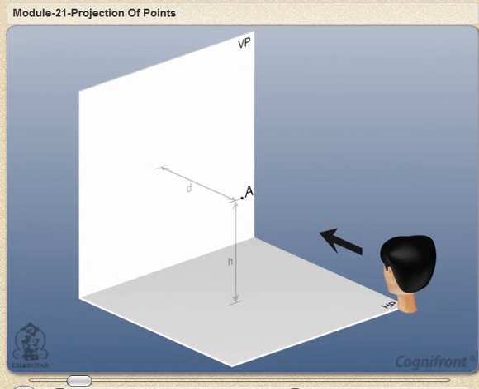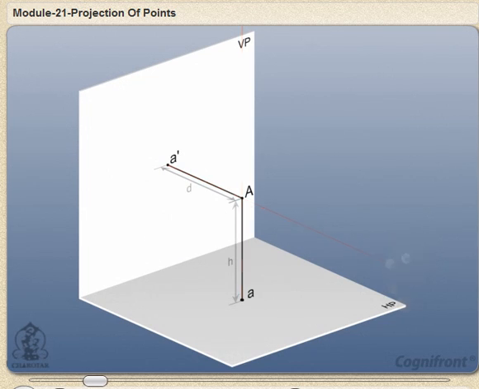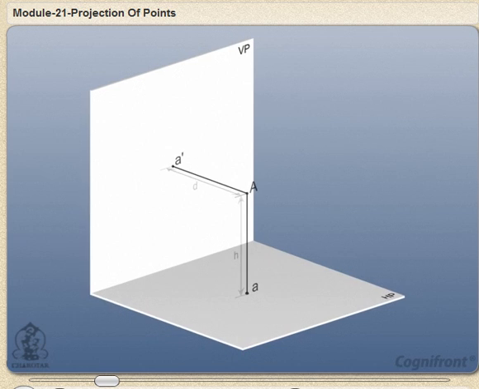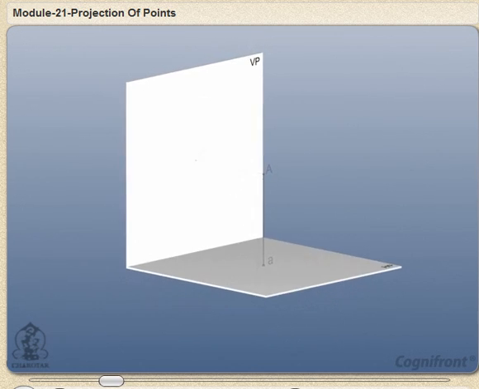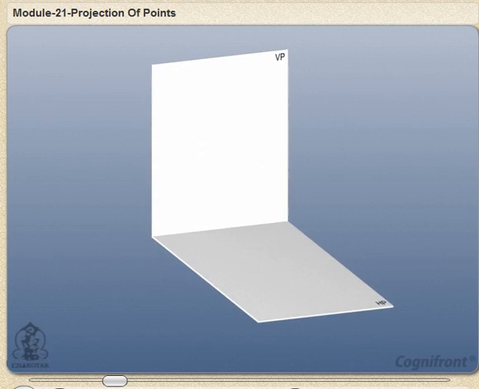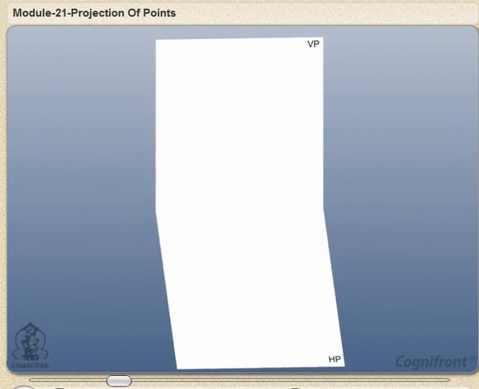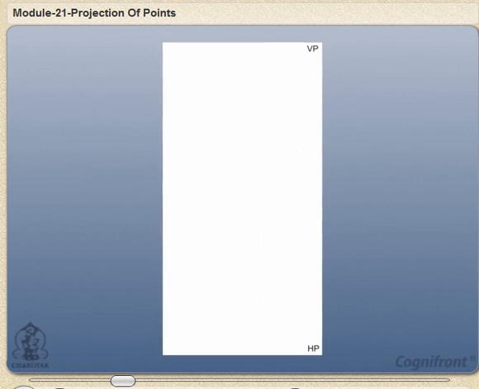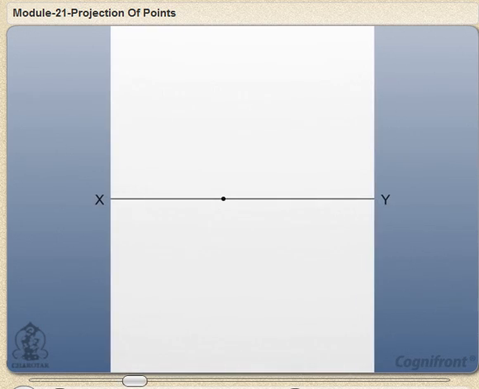The front view will be a point A dash on VP and its top view will be A on HP obtained by projectors drawn from the given point A. So, let's draw this projection onto a paper considering the HP is rotated in the clockwise direction by 90 degrees so that it becomes coplanar with the VP. For this, draw a horizontal reference line XY. Mark a point C anywhere on line XY.